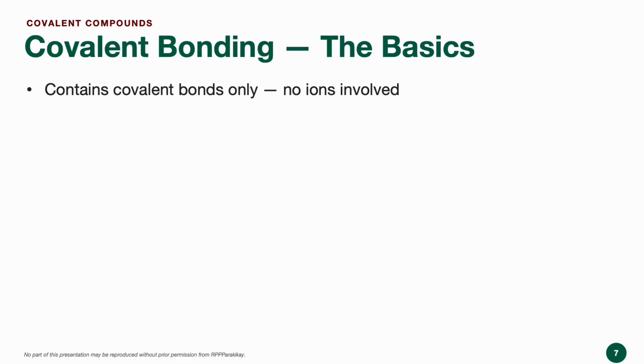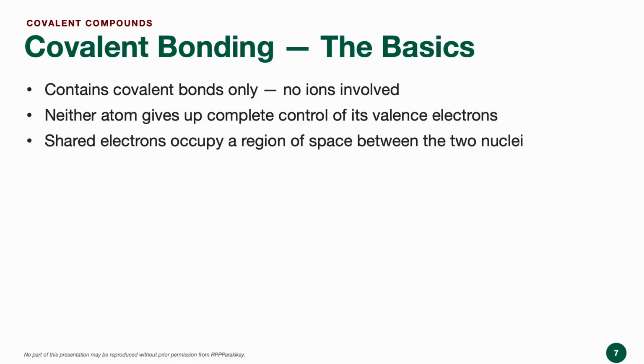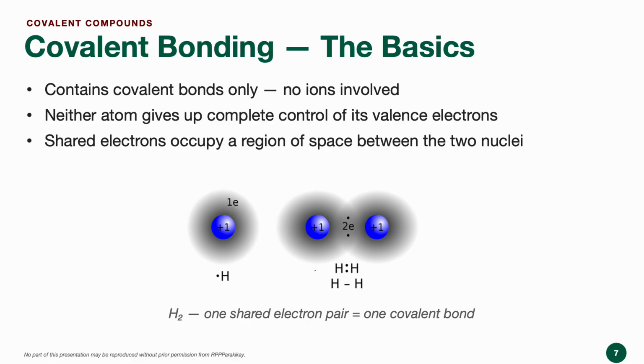Covalent compounds form covalent bonds, and as discussed earlier, neither atom fully gives up its valence electron the way it would in an ionic bond. Instead, the shared electrons occupy the region of space between the two nuclei, and both nuclei are attracted to that shared electron density, which is what holds the molecule together. So the simplest possible example is hydrogen, H2, two hydrogen atoms, each contributing 1 electron, sharing that pair that we draw as a single bond.